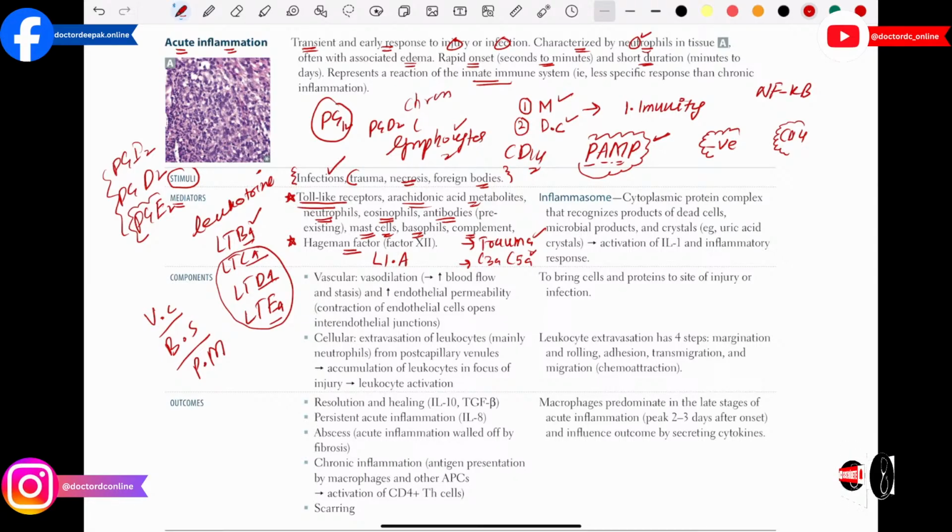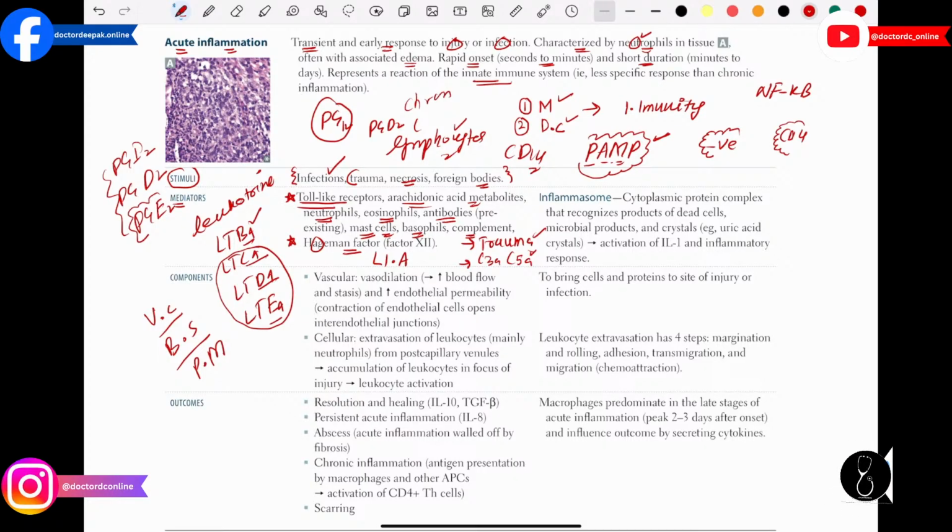And how is it going to be active? It is going to be active when it is exposed to subendothelial or tissue collagen, and in turn it will lead to activation of the coagulation and fibrinolytic system. It will lead to activation of the complement system. It will lead to activation of the kinin system. These are the important points you have to remember about the Hageman factor. If they ask how the Hageman factor is activated, simply by exposure to subendothelial or tissue collagen.